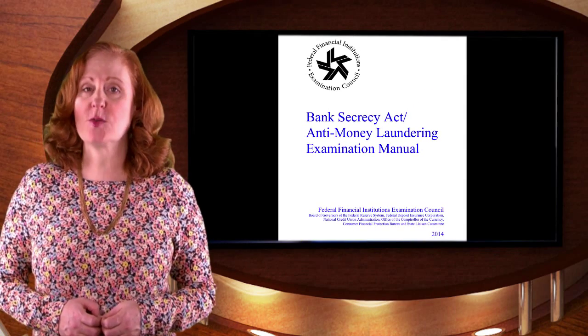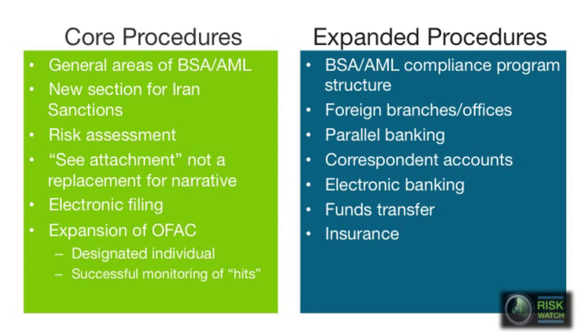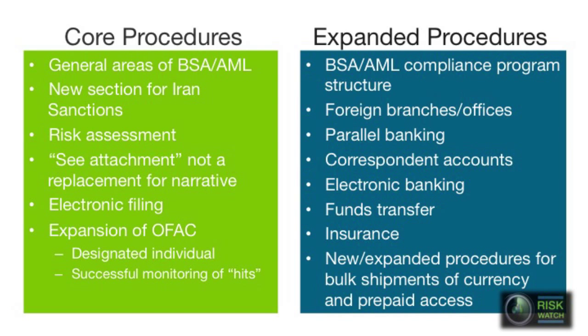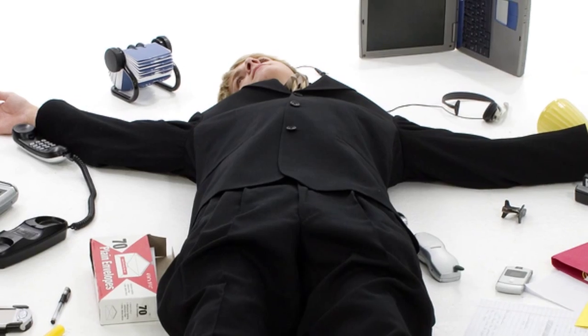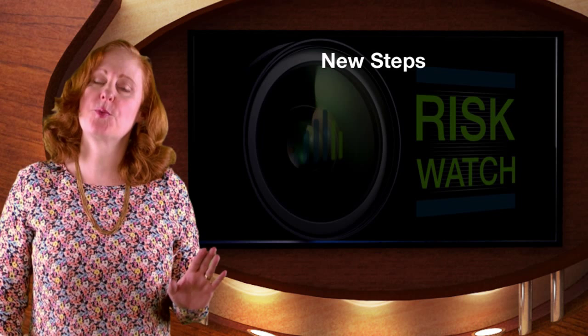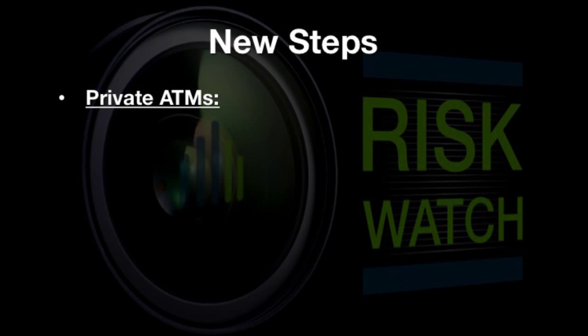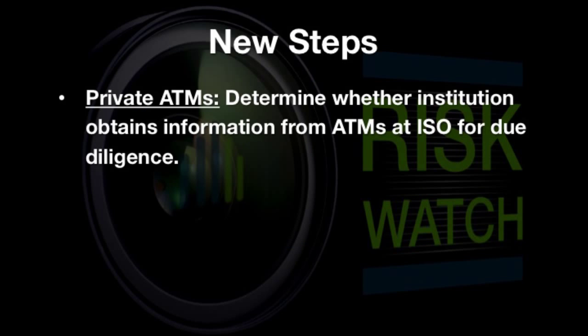However, for those institutions with applicable transactions, we recommend reviewing the new expanded exam procedures for bulk shipments of currency and prepaid access, such as eCash. For those tasked with conducting reviews, there are also some new steps to keep in mind. The first has to do with private ATMs. If applicable, the new procedures note a determination is needed whether the financial institution obtains information from Independent Sales Organization, or ISO, where an ATM is located regarding due diligence on its sub-ISO arrangements.